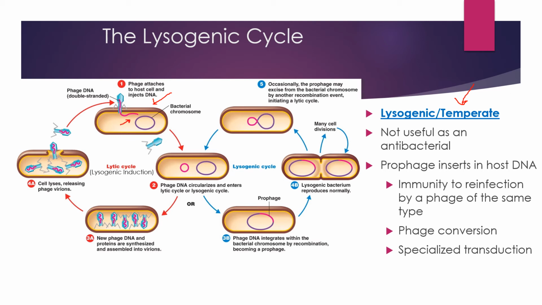The phage DNA circularizes and gets integrated into the bacterial chromosome via recombination. Repressor proteins from the phage prevent it from entering the lytic cycle, so it rests as part of the cell's chromosome. In this form, the phage is called a prophage.